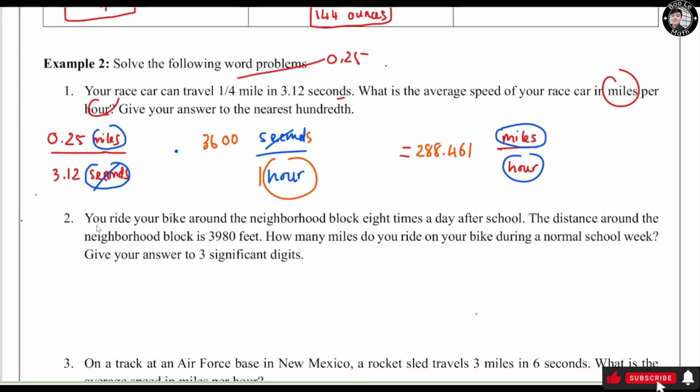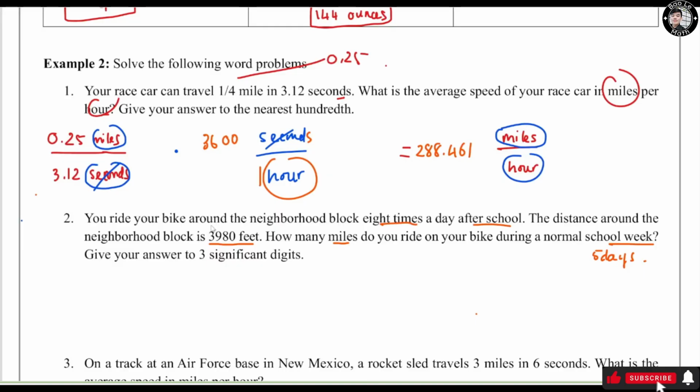Now question 2. You ride your bike around the neighborhood block 8 times a day after school. The distance around the neighborhood block is 3,980 feet. How many miles do you ride on your bike during a normal school week? Alright, so a normal school week, which means 5 days, right?